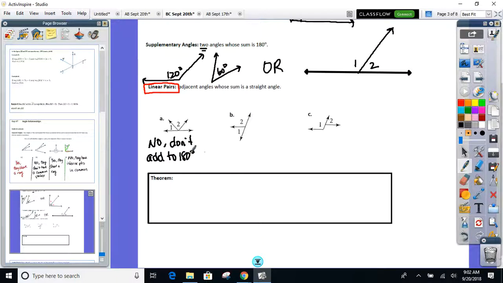How about B? Yeah? Everyone agree? They add up. I'm going to assume that this is a line. Adjacent, add up to 180. Yes. What about C? Linear pairs? They're not adjacent, are they? Because why? They're not adjacent because do they have the same vertex? No, they do not. All right, so this is no, they're not adjacent.